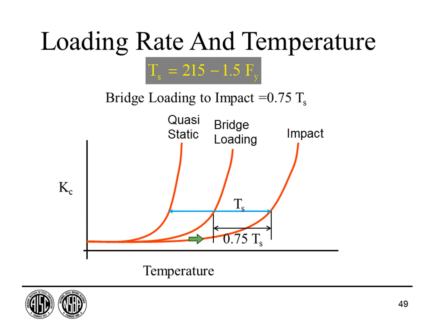If I'm doing it slowly, I'm way up here. So I have to understand what loading rate I'm at to determine what temperature I need this toughness at. Now it turns out you can estimate the distance between this curve and this curve by this temperature shift, and this has strange units. The yield strength is in KSI, and the temperature shift is in degrees Fahrenheit. So it's a little bit strange.